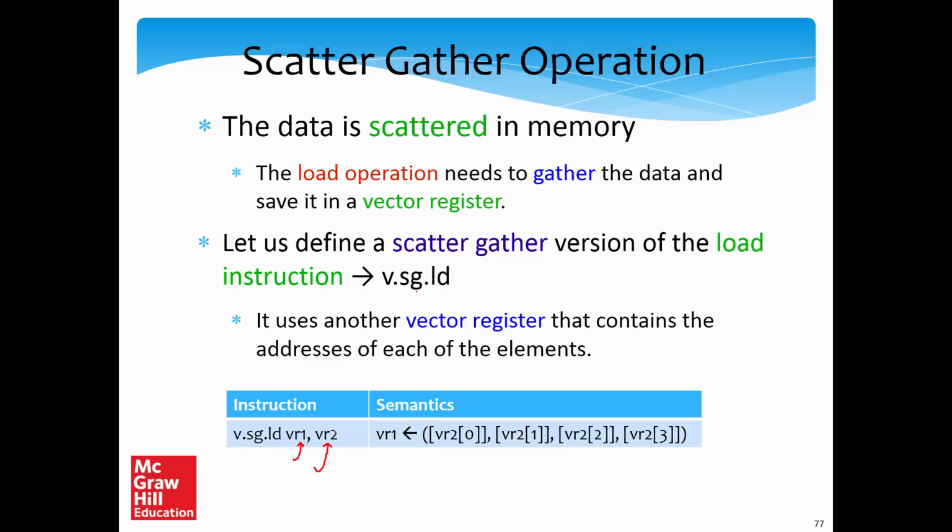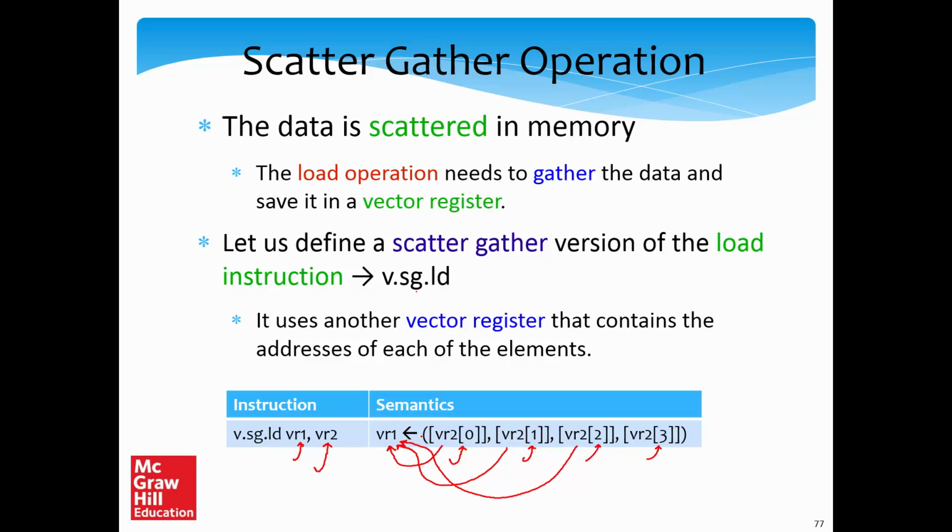Then the 4 addresses are in vr2 0, which is the first 4 bytes, vr2 1, the second 4 bytes, vr2 2 and vr2 3. So each of these is an address. We need to access this address and then get the value that is stored in there. All of the values come and then they populate the vector register vr1.